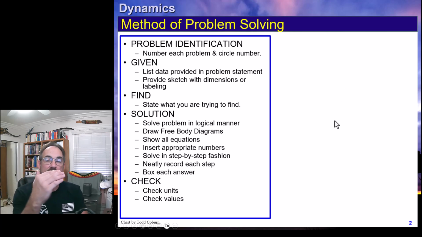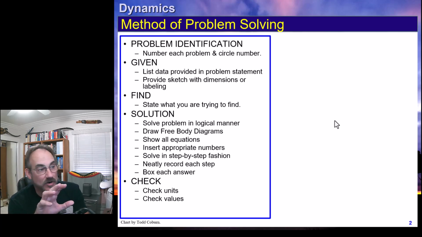So you're going to do this in my classes. If you don't follow this, you cannot claim full credit on your homework. If you don't box your answer, you're going to lose points. If you don't identify the units for the problem, whether it's a stress, it's PSI. If it's a speed, it's feet per second or meters per second, and so on.